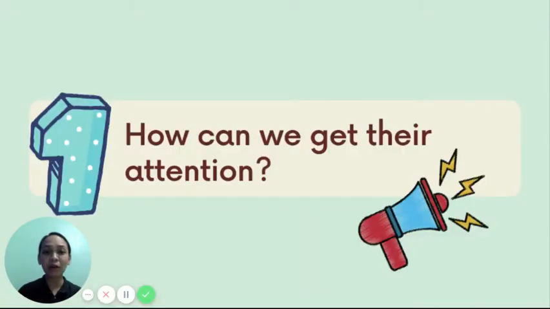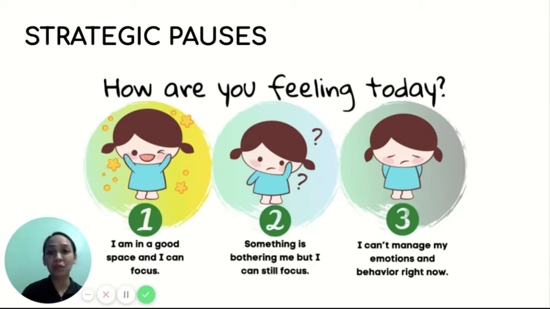So number 1, how can we get their attention? So I have here a strategy. We call this strategic pauses. So let's try this one. How are you feeling today? Is it number 1, you are in a good space and you can focus? Number 2, something's bothering you, but you can still focus? Or number 3, you can't manage your emotions right now? Kindly type in your answer in the chat box.